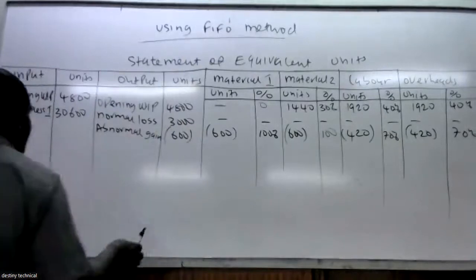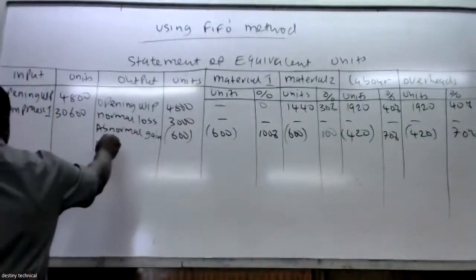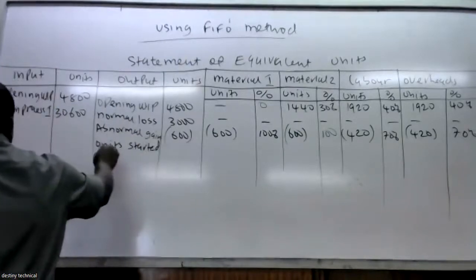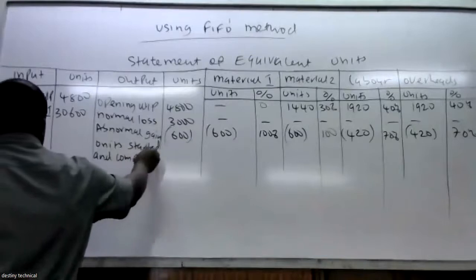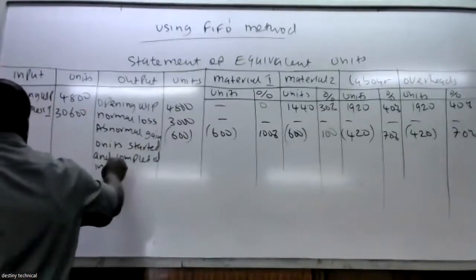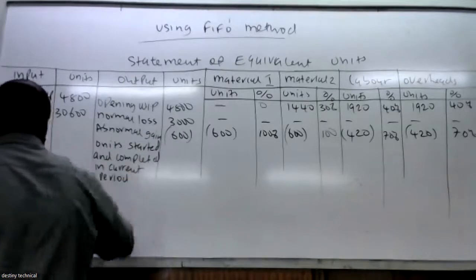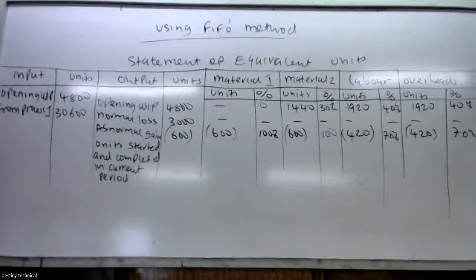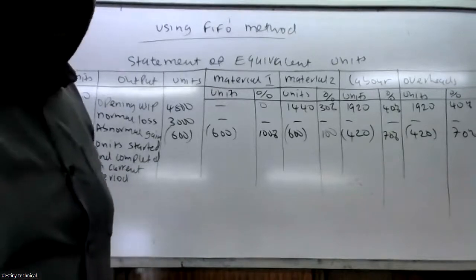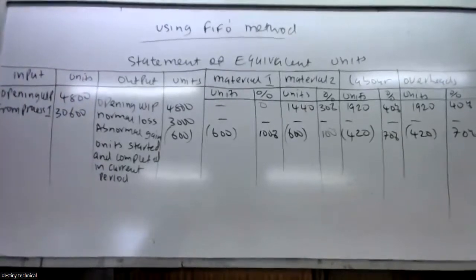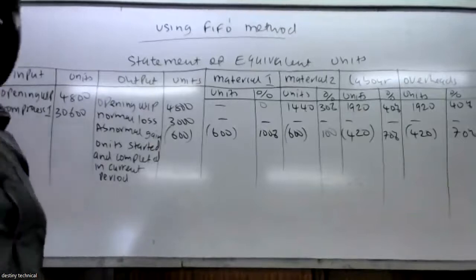So we also did our working for units started and completed in the current period. That working was step number 2, where we calculated the units started and completed in the current period.